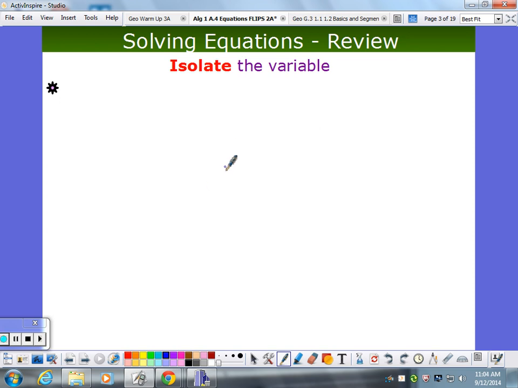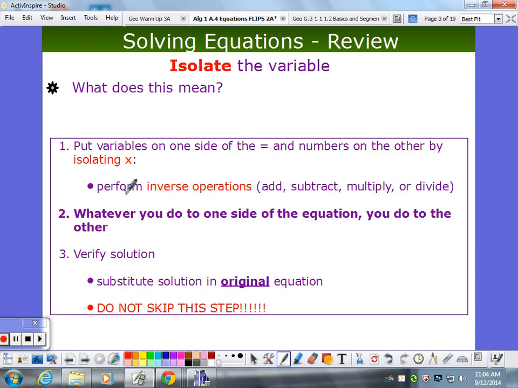Isolating the variable is a big deal. What does that mean to isolate the variable? You heard those words before? What does it mean? It means to put it alone. Yes. Like if you ever hear of like they put the prisoner in isolation, right? All by him or herself. So isolate means all by itself. So putting variables on one side of the equal and numbers on the other side. That's when we do these inverse or opposite operations.